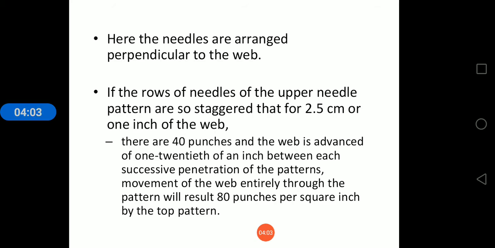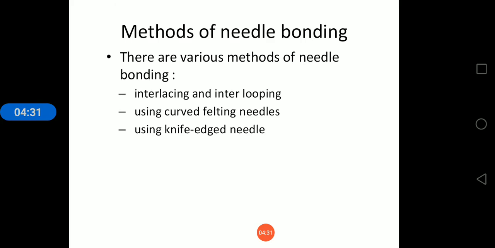If the rows of needles of the upper needle pattern are also staggered, then in 2.5 centimeters or 1 inch of the web, there are 40 punches, and the web is advanced 1/20th of an inch between each successive penetration of the pattern. Movement of the web entirely through the pattern will result in 80 punches per square inch by the top pattern.